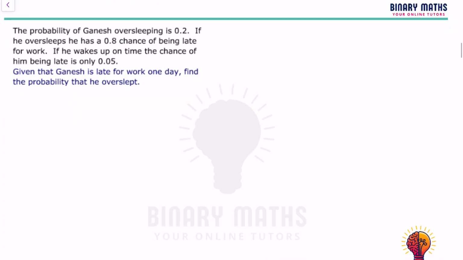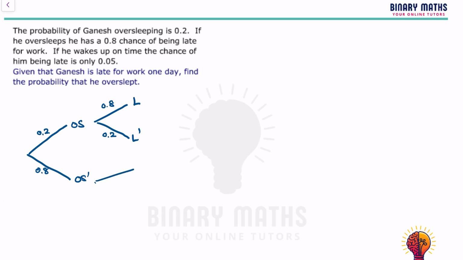Next question, the probability of Ganesh oversleeping is 0.2. So let's say oversleeping is 0.2. Not oversleeping would be 1 take away 0.2, which is 0.8. If he oversleeps, he has a 0.8 chance of being late. So late and not late. So 0.8 chance, which means not late would be 1 take away 0.8, which is 0.2. If he wakes up on time, which means he doesn't oversleep, then the chance of him being late is only 0.05, which means not late would be 1 take away 0.05, which is 0.95.